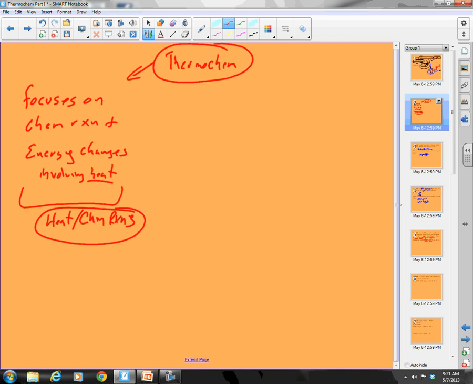And I said we already know something about heat, right? We learned that in a previous unit. Heat is little q, and we said that heat is equal to what? It is the transfer of energy between objects of different temps. Good.